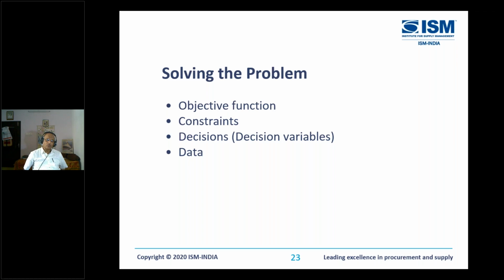Solving the problem. So now you have a problem in your hand. So we'll start with a small problem and show how it goes. So any problem, you must have an objective function, you must have some constraints, and you must have some decision variables, and then over and above, you must have data. Without data, you cannot solve problems, so you must have the data.